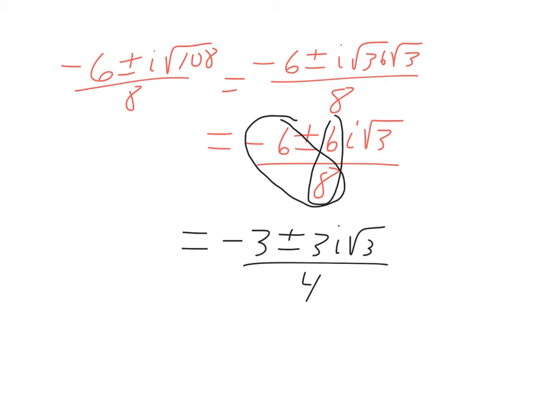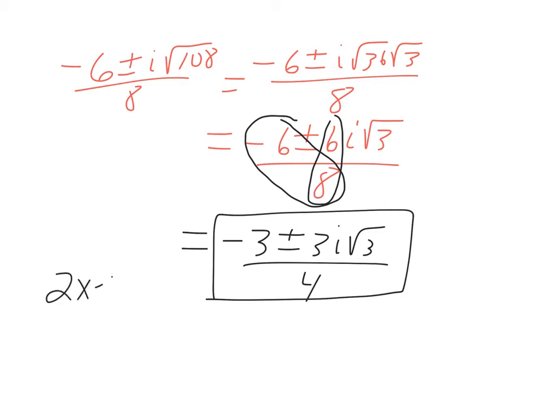I'll take those back off so you can see that. So there's my other answer. So I had negative 3 plus 3i square root of 3 over 4, negative 3 minus 3i square root of 3 over 4, and if you remember, I also had the 2x minus 3 equals 0, and found out that x equals 3/2. So there's my 3 answers. How do I know I have 3 answers? Because we're working with cubes, so I can have a possibility of 3 total answers on there.